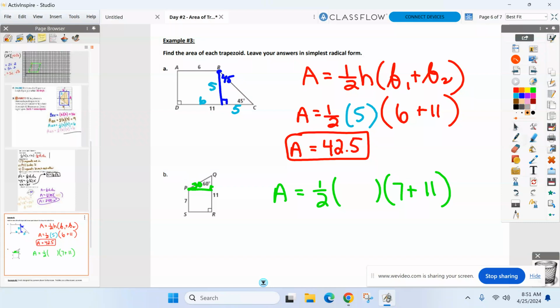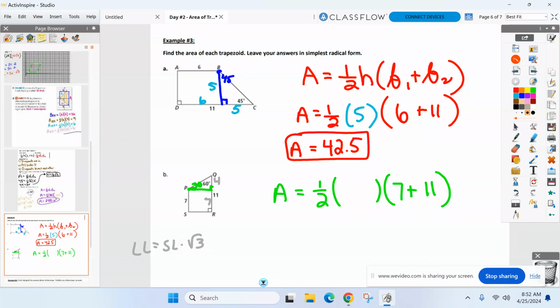Can everyone use Brendan's technique to find the side of that 30, 60, 90? 7 across is 7. Let's see, 11 minus 7 is 4. Where's the 4 across from? 30, so that's the shorter leg, and I need the longer leg, which is the height. Longer leg is equal to shorter leg. What do you multiply it by? Radical 3. There you go.